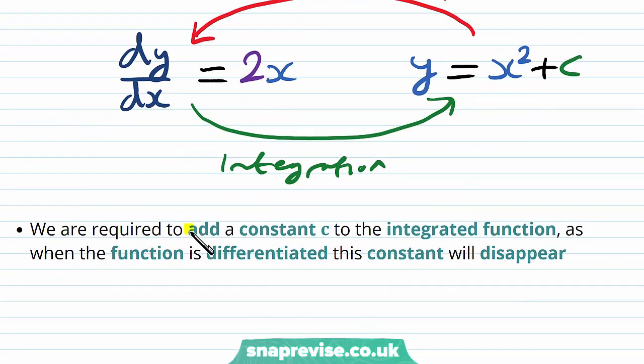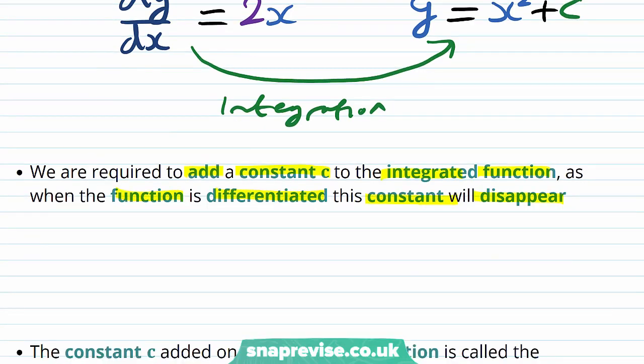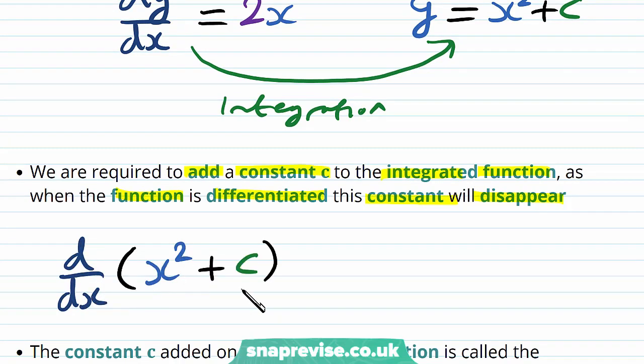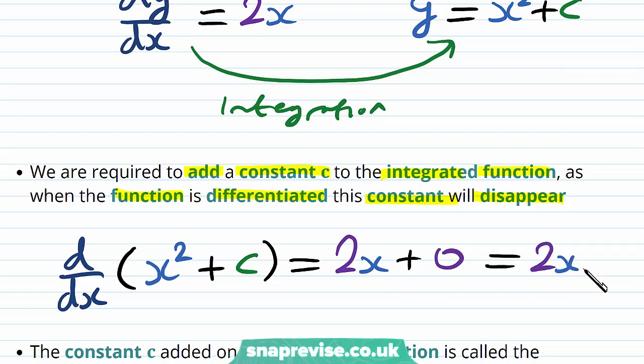We are required to add a constant c to the integrated function, as when the function is differentiated, this constant will disappear. Let's take the derivative of x squared plus c. This is going to be equal to the 2x for the x squared and then plus 0 for the c. This is equal to 2x. Any constant value will have this property.